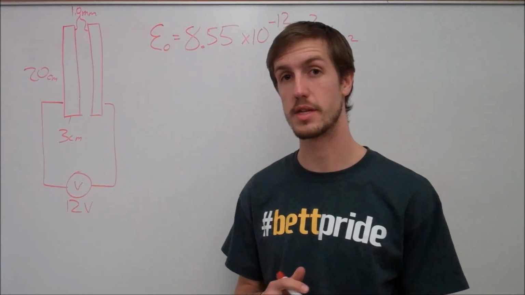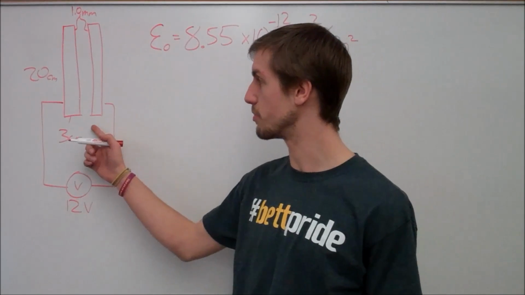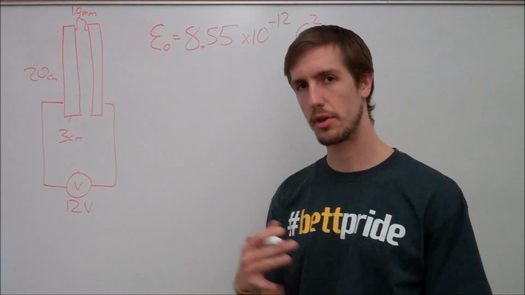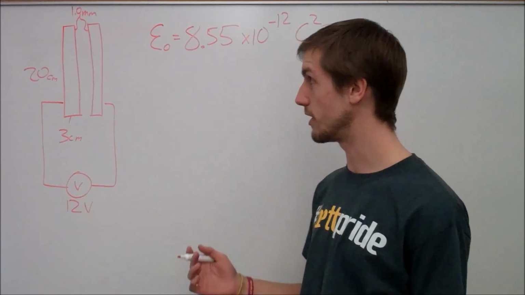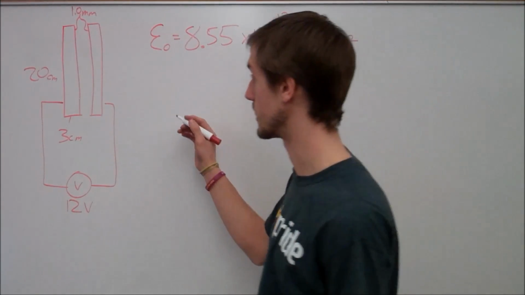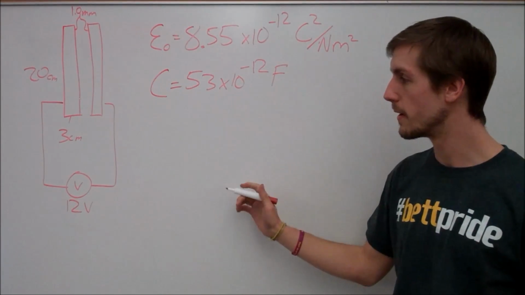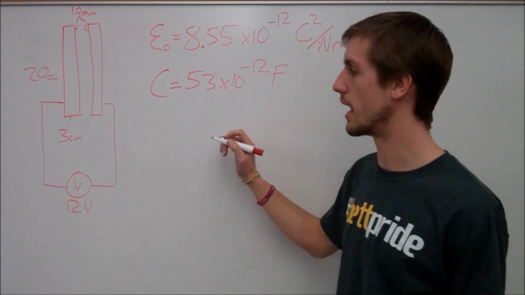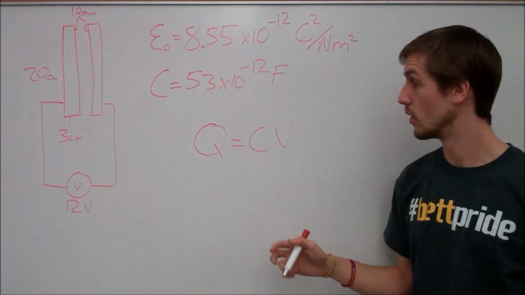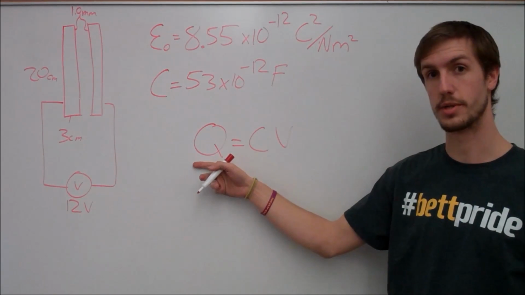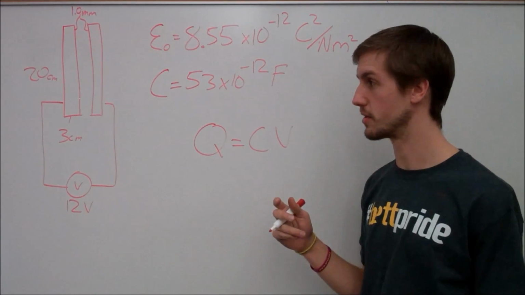Now the second part to this is I'm looking to find out how much charge is built up on each plate. And if we look back at our charge formula, we found our capacitance, 53 times 10 to the negative 12 farads, and I know my voltage. We can put it right into a single formula, where our charge, which is what we're looking for, is equal to the capacitance multiplied by our voltage.